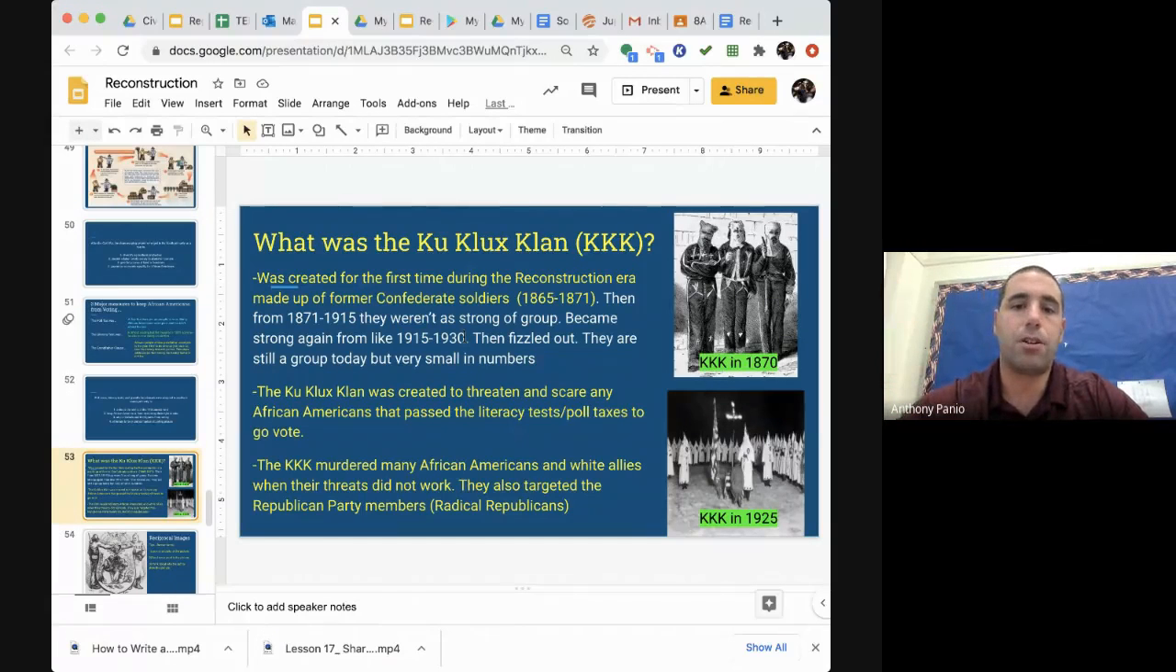Is there a group of KKK members today? Yes, but the group is a lot smaller. We're talking maybe 1,000 or 2,000 people in an entire country of 335 million people. It's really a small group. It's not necessarily a group that causes any problems anymore. Are they still a bad group? Absolutely. But they weren't like they used to be.